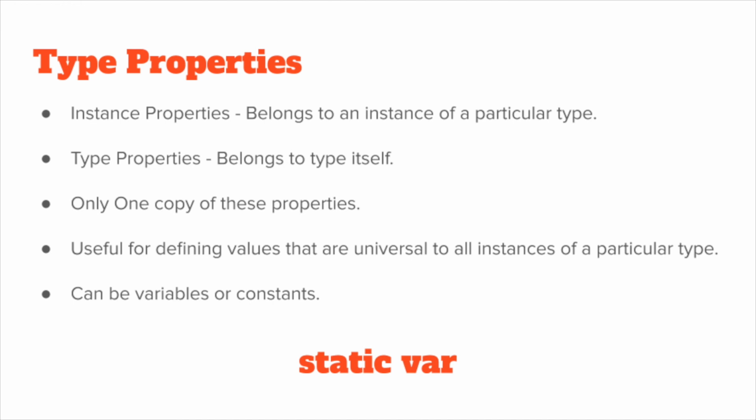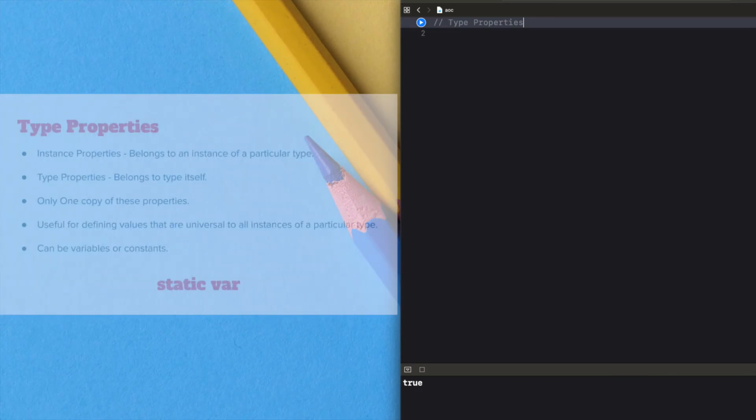Type properties are useful for defining values that are universal to all the instances of a particular type, such as a constant property that all instances can use, like static constants in C, or a variable property that stores a value that is global to all instances of that type, like static variables in C. Stored type properties can be variables or constants. Computed type properties are declared as variable properties.